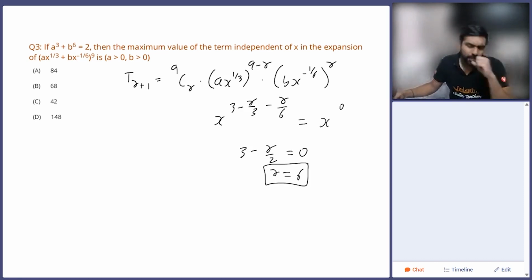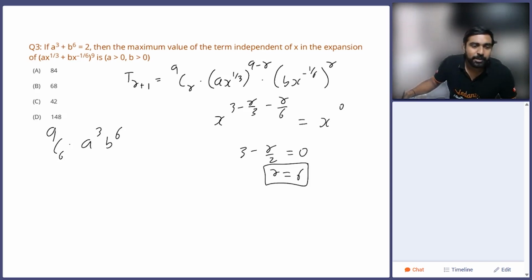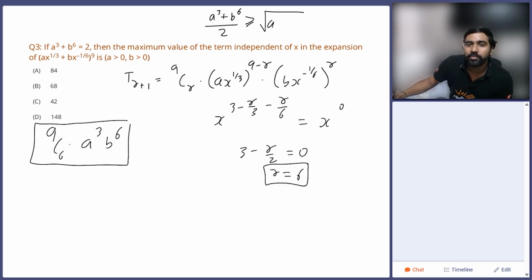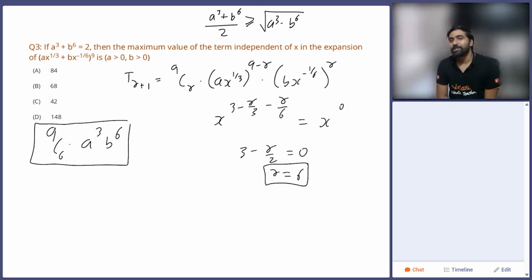So what is the term independent of x? It is 9C6 into a power 3 into b power 6. I need to find the maximum value of this expression, which I can very easily get using AM greater than or equal to GM. I can say a cube plus b power 6 divided by 2 will always be greater than or equal to root of a cube multiplied by b power 6. So what is a cube plus b power 6? That is equal to 2.